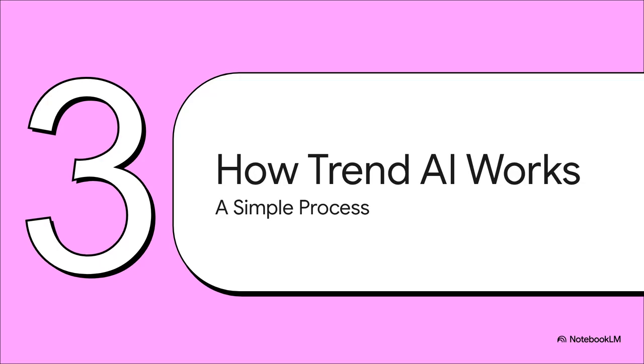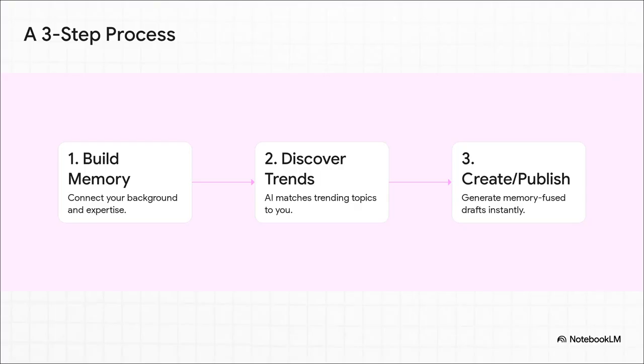All right, a personal AI brain. That sounds pretty cool, right? But how does it actually work? Let's break it down, because it's actually incredibly simple. It really just boils down to these three steps. First, you build its memory. You teach the AI who you are. Then, that AI goes out and finds trends that are a perfect match for you. And finally, you turn those matches into real, authentic content and publish it in a flash.